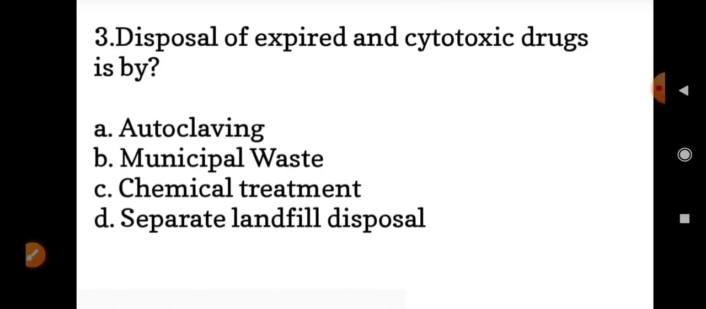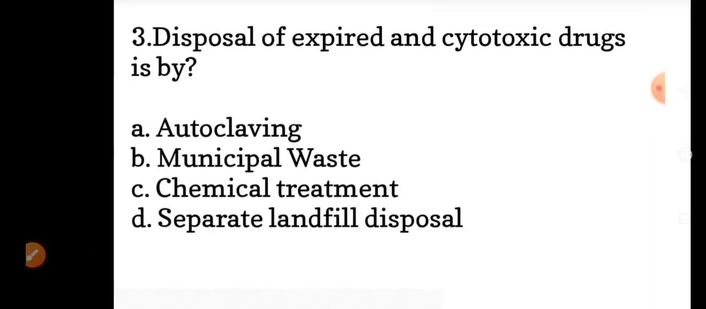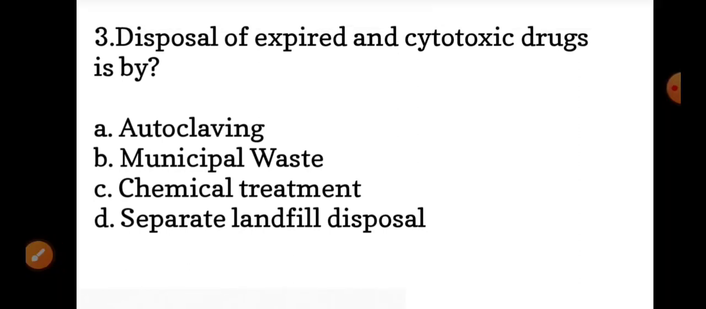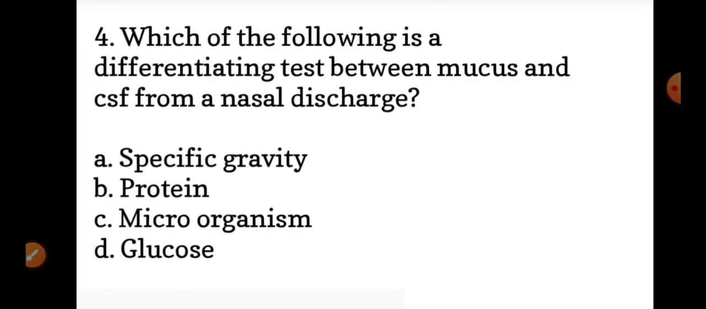Disposal of expired and cytotoxic drugs is by. So how do you dispose the expired and cytotoxic drugs? So options are autoclaving, municipal waste, chemical treatment, separate landfill disposal. So the correct option is separate landfill disposal. So by separate landfill disposal, you will dispose the expired and cytotoxic drugs. So move on to the next question.